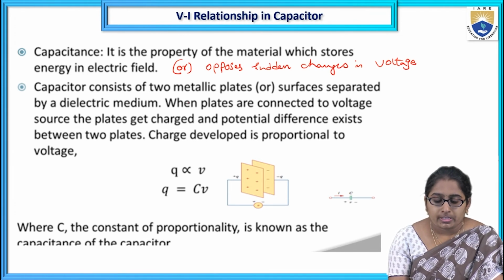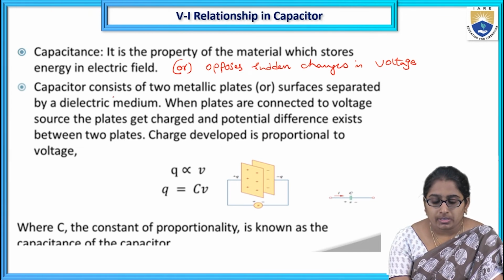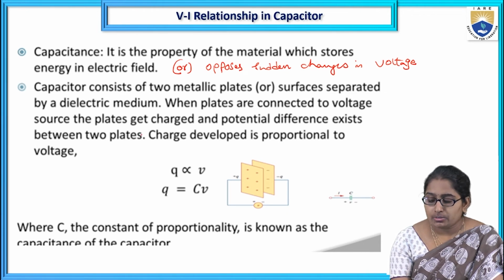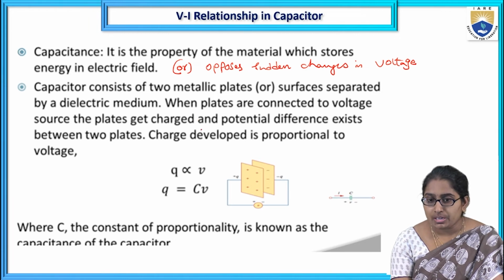Now look at exactly what a capacitor is. Look at the second point. A capacitor consists of two metallic plates or separate surfaces separated by a dielectric medium. I have already mentioned this point. When the plates are connected to a voltage source, the plates get charged and a potential difference exists between the two plates. So when the plates are connected to the supply voltage source, the plates get charged and a potential difference exists between them.